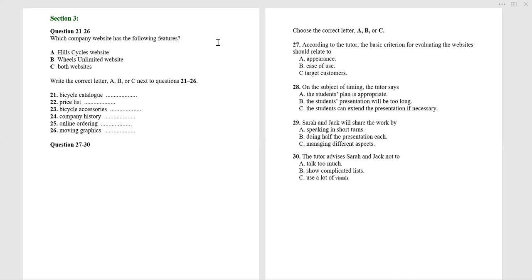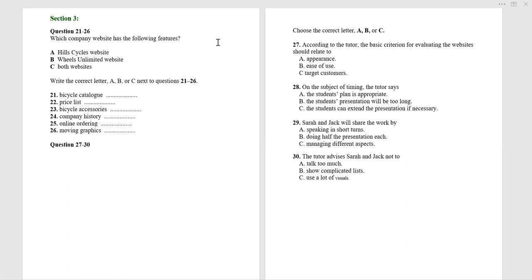Did you find any particular differences there or similarities? What about visuals? As I said, both the sites have got pictures and they're both quite attractive. But Wheels Unlimited hasn't got any moving graphics. Yes. Hill Cycles has got an animated cartoon at the top of the homepage. Right. Well, it looks as if you've got plenty to talk about. There are other things too, but those are the main things we noticed.